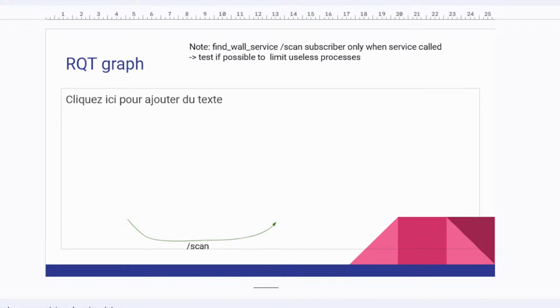I was trying to show as well that when the service node ended his service, it would unsubscribe to the laser scan topic to avoid having too many processes at the same time on the loop.